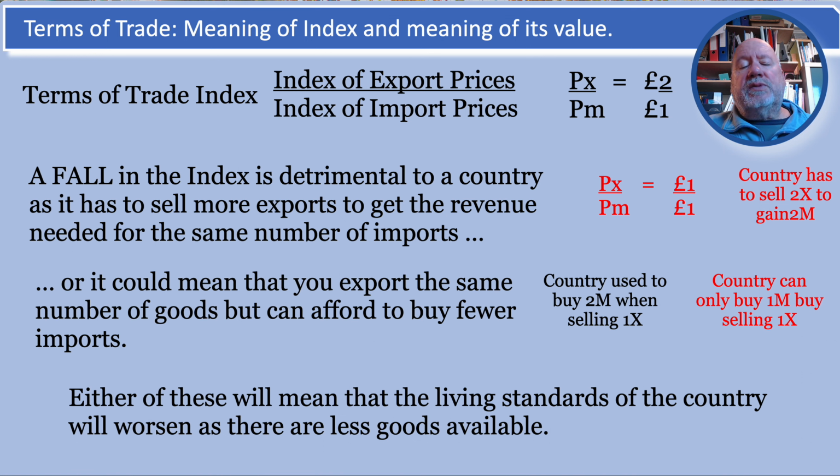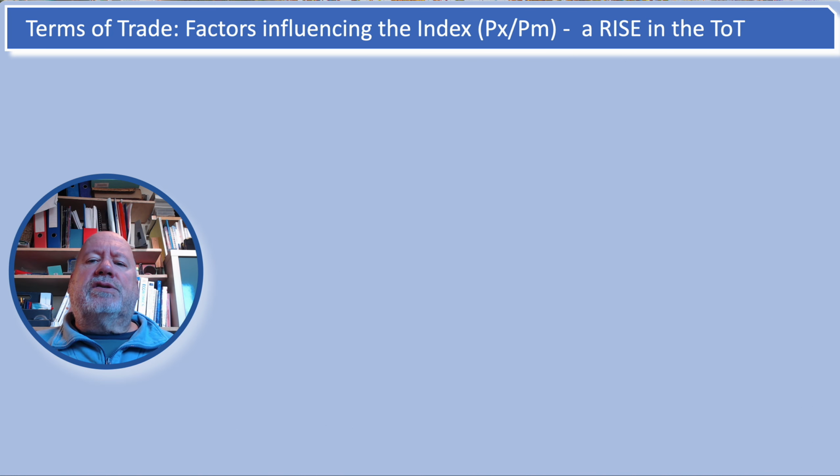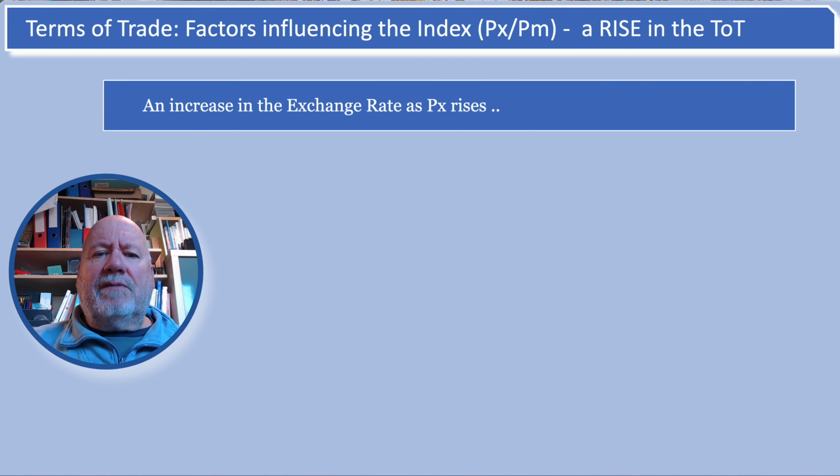Now, one of the problems with that is, and we're going to come on to this and look at it now, is that we are assuming that when the prices change, the quantities don't change. Okay, so you must make sure the examiner sees that that's a hidden assumption in what you've just said. So let's have a look to start, though, at what are the factors that influence this index.